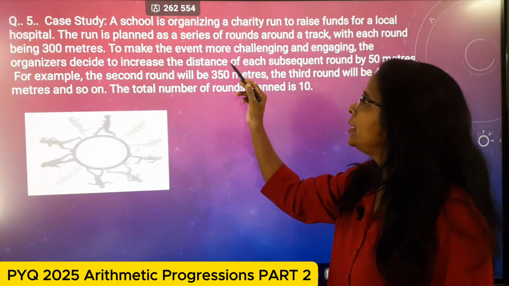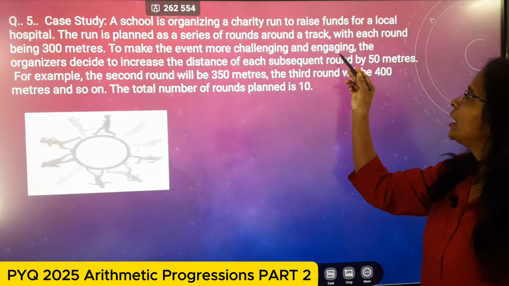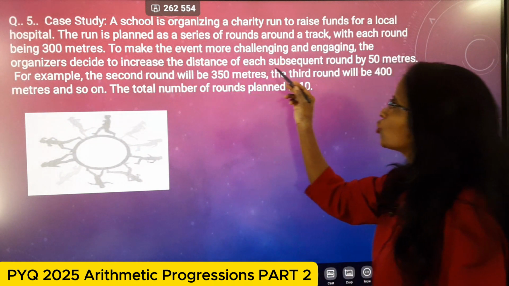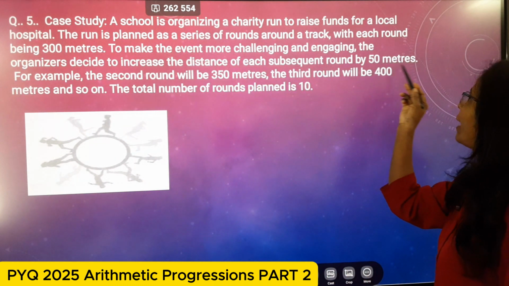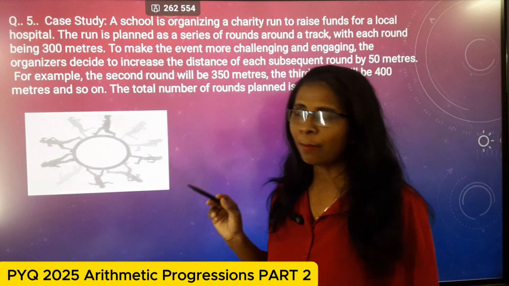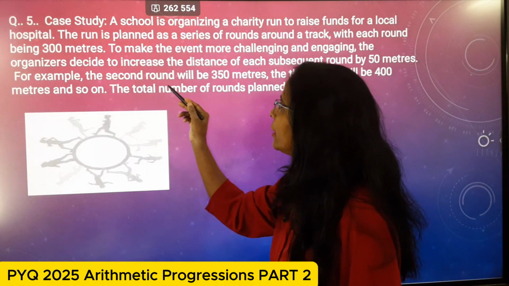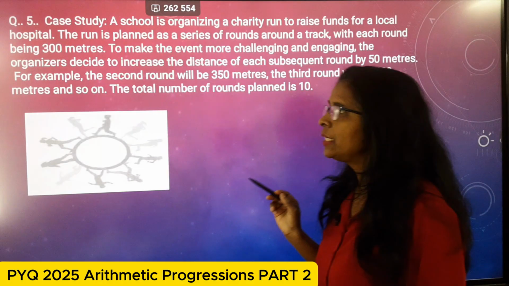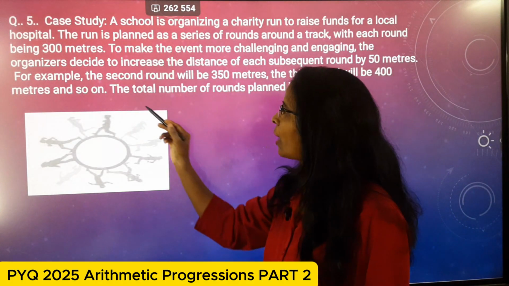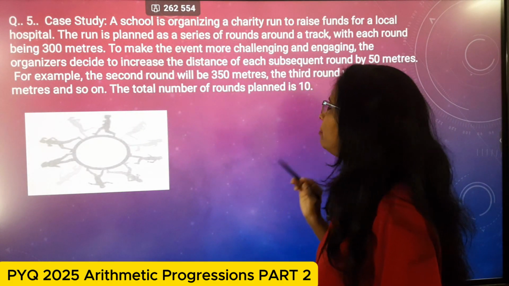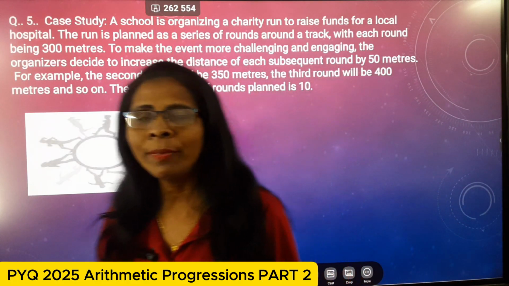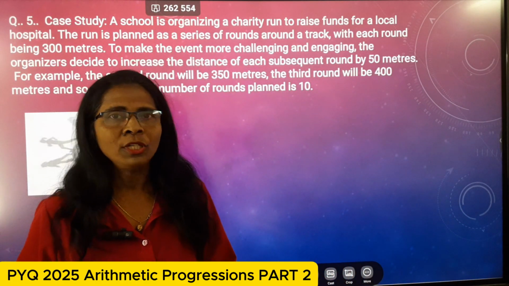To make the event more challenging and engaging, the organizers decide to increase the distance of each subsequent round by 50 meters. For example, the second round will be 350 meters, the third round will be 400 meters, and so on. The total number of rounds planned is 10.